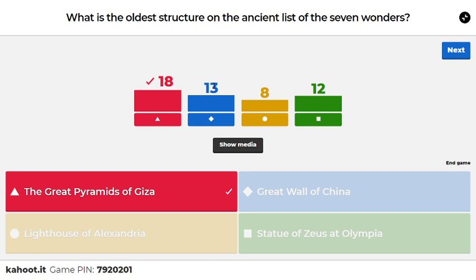Eighteen people knew the correct answer. The Great Pyramids of Giza is the oldest structure on the ancient list of the seven wonders. Eski, tarihi, dünyanın yedi harikasındaki en eski yapı. Tabii ki piramitlerdi. Diğeri Great Wall of China'yı biliyorsunuz. Tabii ki Çin Seddi. Lighthouse of Alexandria is İskenderiye Feneri ve Statue of Zeus at Olympia. Olimpiya'daki Zeus heykeli de yine bu Seven Wonders listesinde olanlardan.